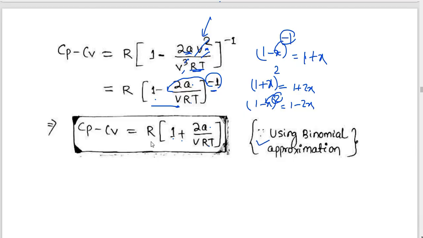So what will be the result? Cp minus Cv equal to R into 1 plus 2a by V R T, and for ideal gas Cp minus Cv is equal to R. These are the two expressions for Cp minus Cv, or Mayer's formula, for both real gas and ideal gas.